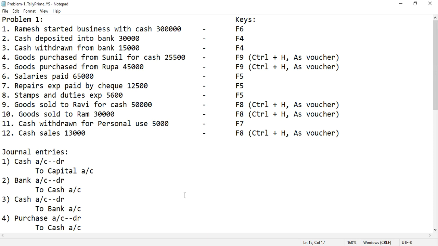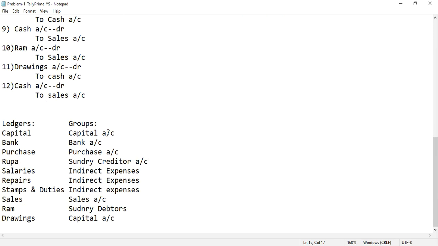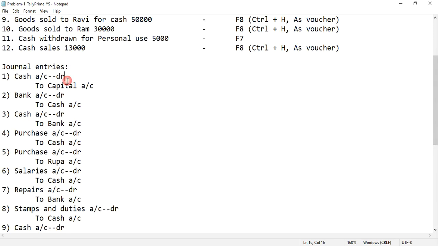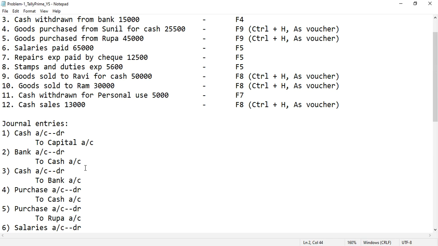To make entries in the software, the very important things are ledgers and their groups. In each and every transaction, two ledgers will be affected. For example, the first one: Ramesh started business with cash, 3 lakhs. So he has started the business. The journal entry for this is cash account debit to capital account. Here are the two ledgers: one is cash, another is capital.